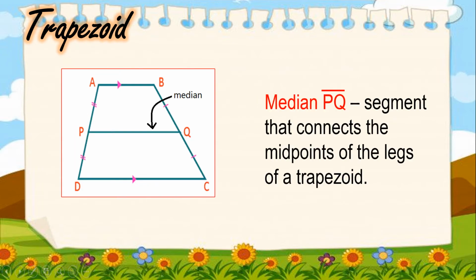In a given trapezoid, we have what we call the median. Just like in the given figure, we have trapezoid ABCD. Now P is the midpoint of AD, and Q is the midpoint of BC. Now the segment PQ is what we refer to as the median of the given trapezoid. Median PQ is the segment that connects the midpoints of the legs of a trapezoid.